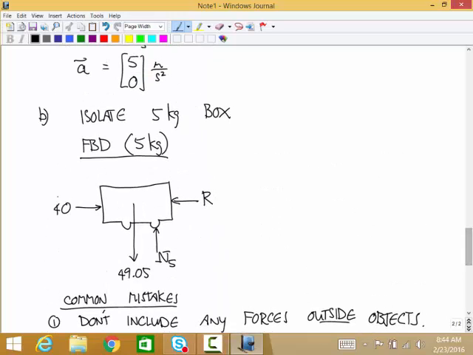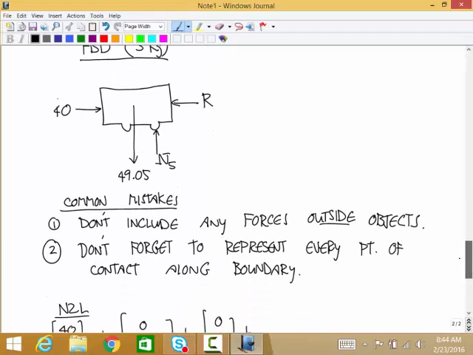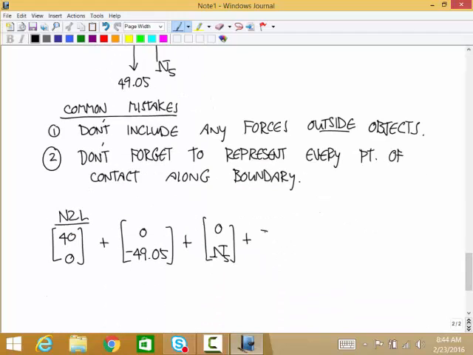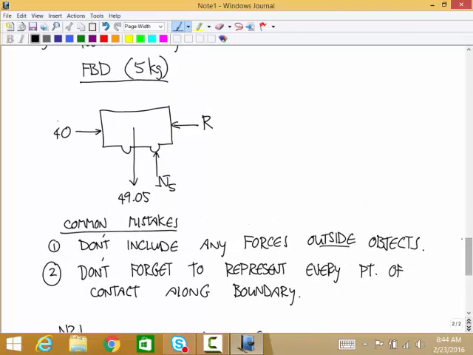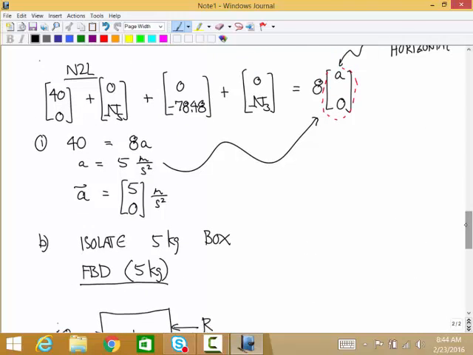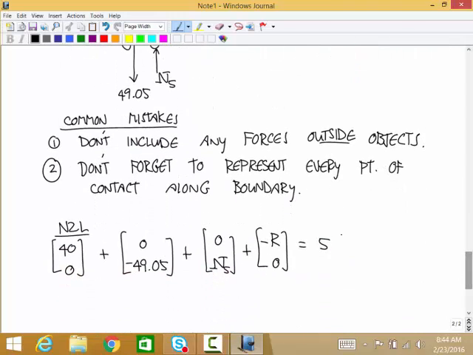And then the last one, how would you represent this R as a vector? Negative R0, yep, because it's in the negative x direction. And all that is equal to the mass of our new chosen object times the acceleration. This time we know the acceleration. That's what we did in part A. So what did we get? 5. So the acceleration vector is 5, 0.